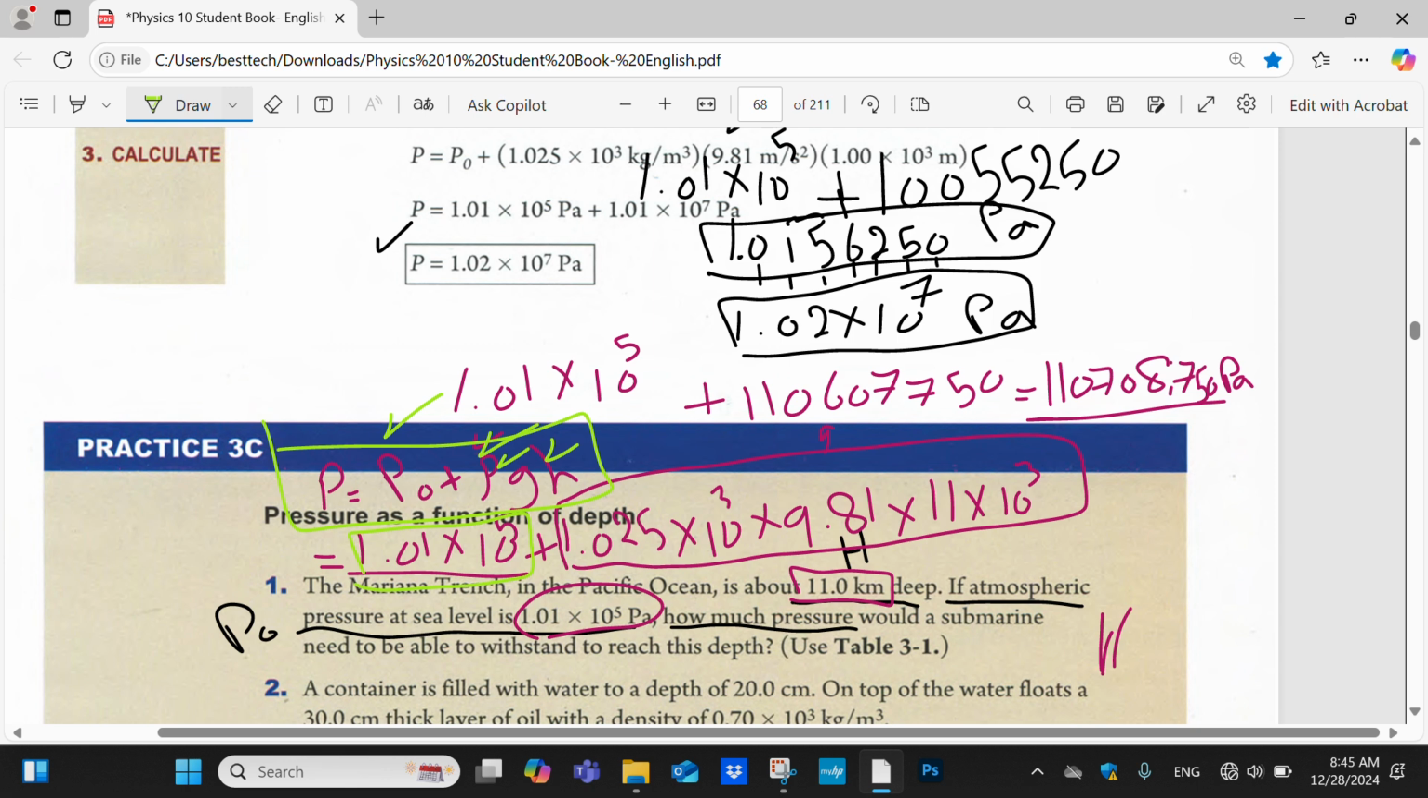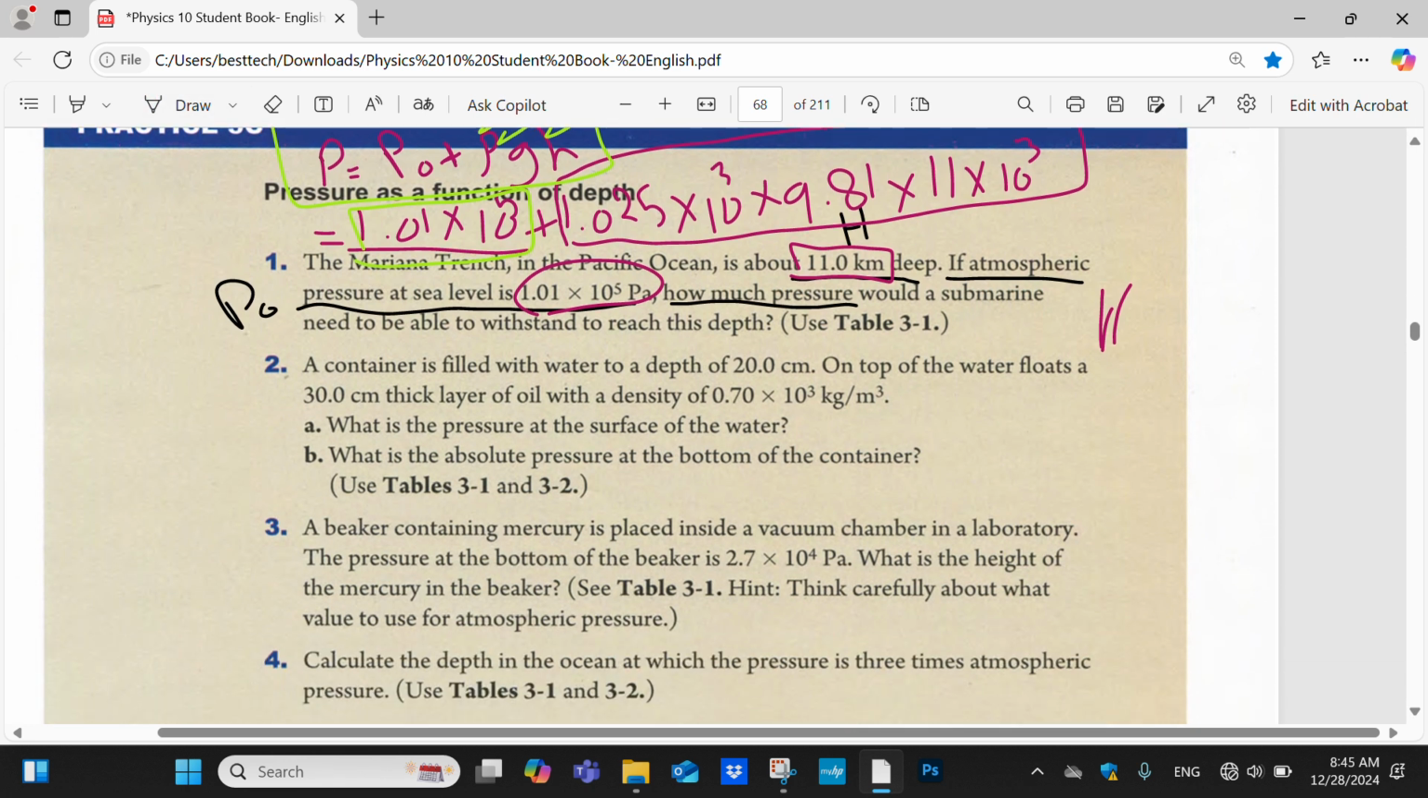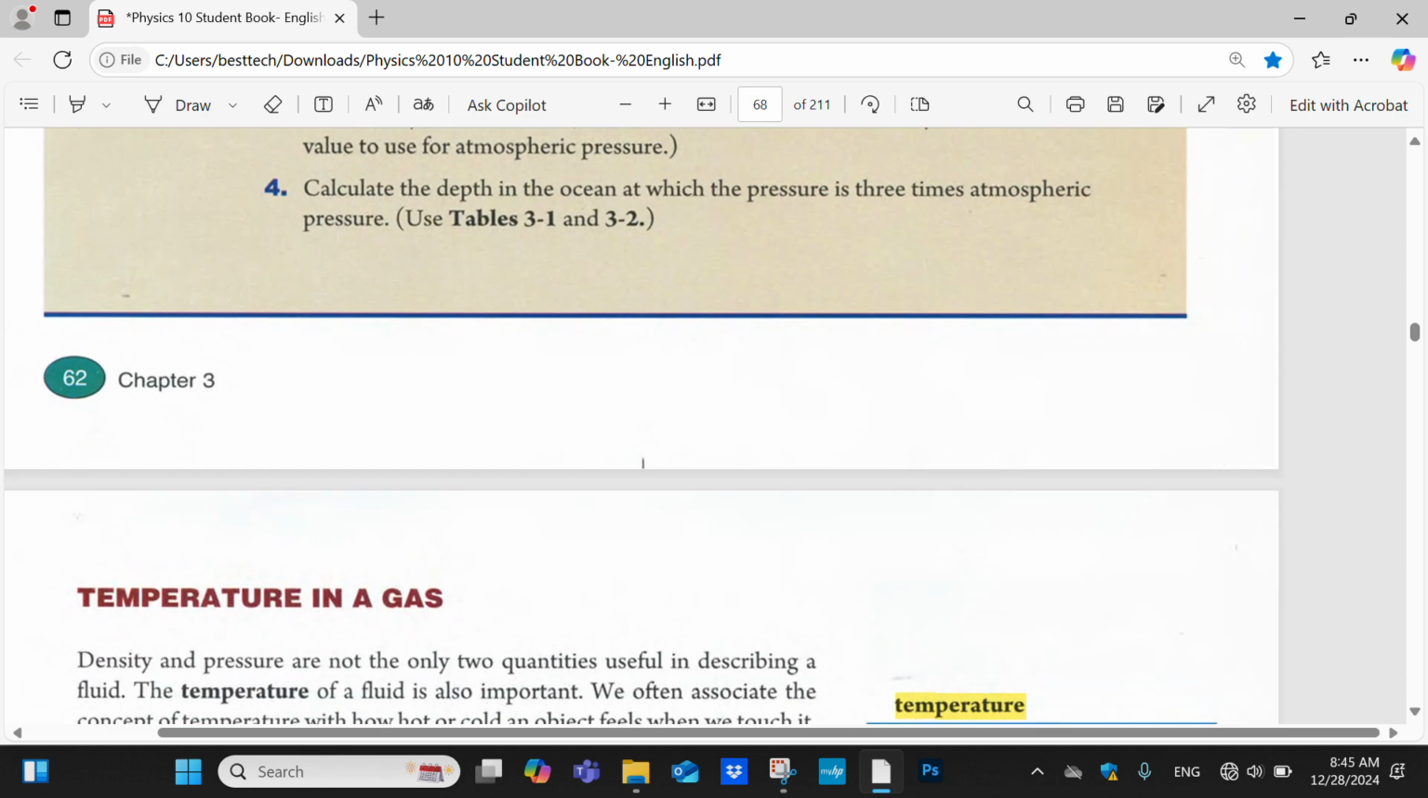Students, today it's enough for the second video. Inshallah, we will solve question 2 and 3, and 4 is left.